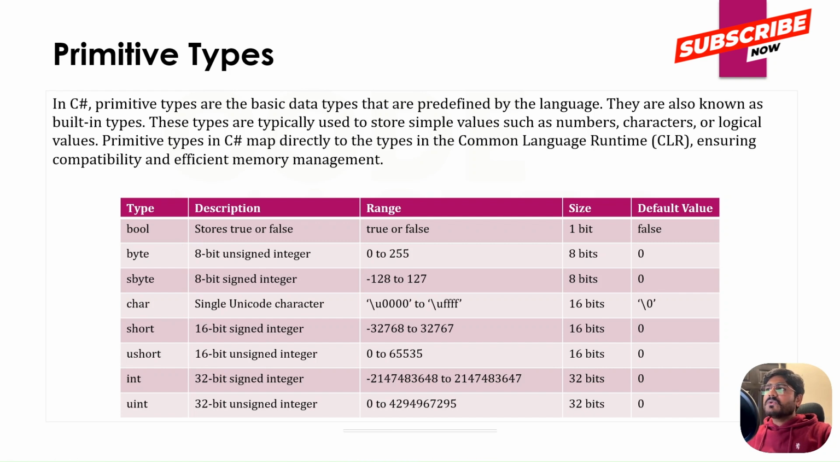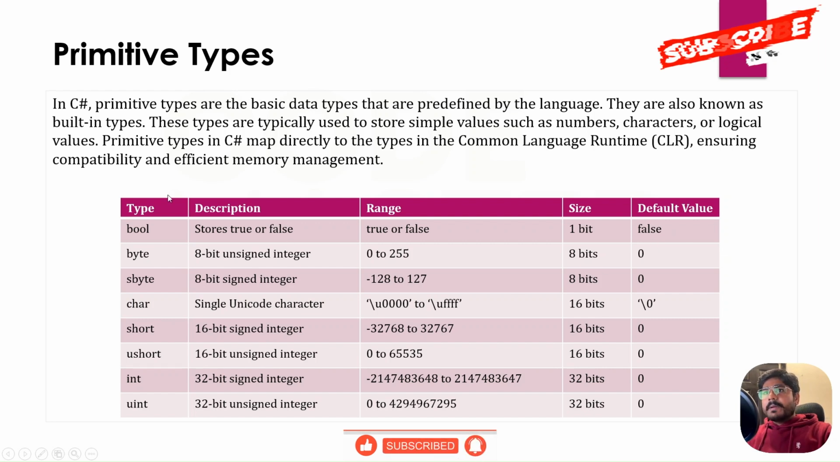First of all, we are going to talk about bool. Bool is a data type which supports only two values, either true or false. If you assign or define this data type in your code, it is going to take 1 bit of memory. And by default it has a value of false.